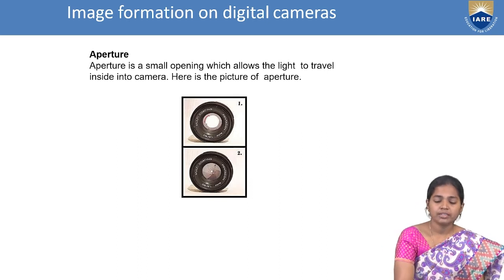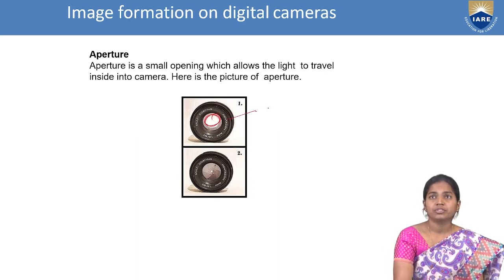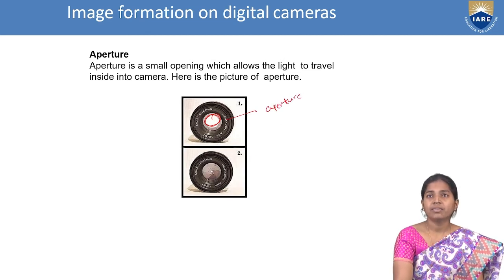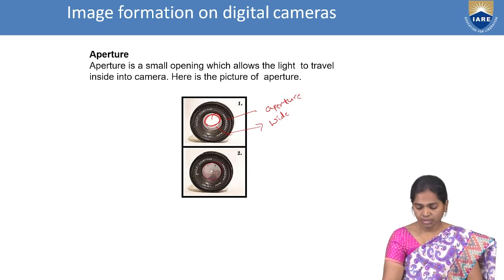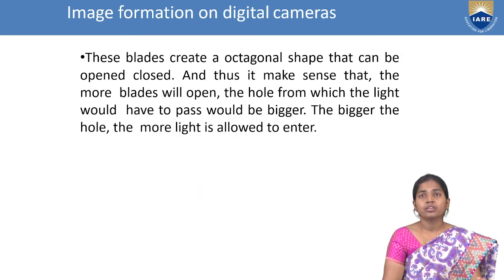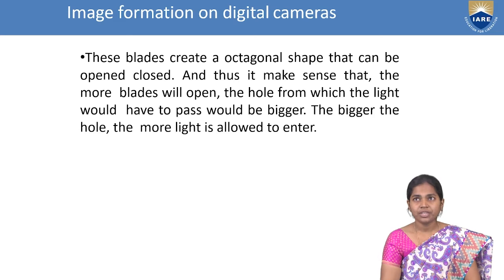So this part is nothing but the aperture. This part is widely open. Here the aperture is widely open, and here the opening area is very small. The blades create an octagonal shape that can be opened and closed.